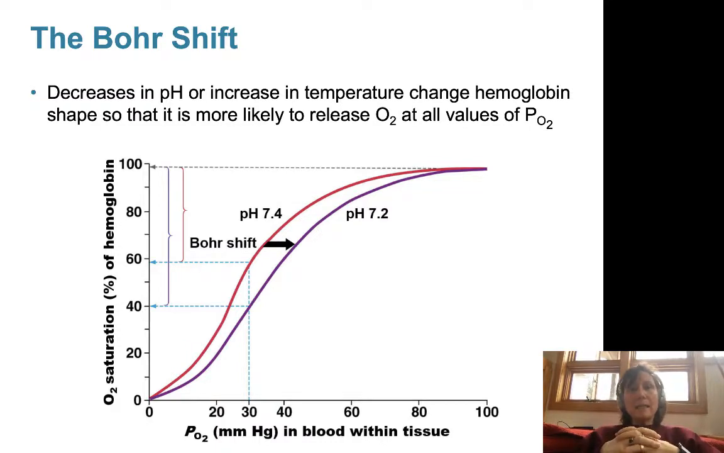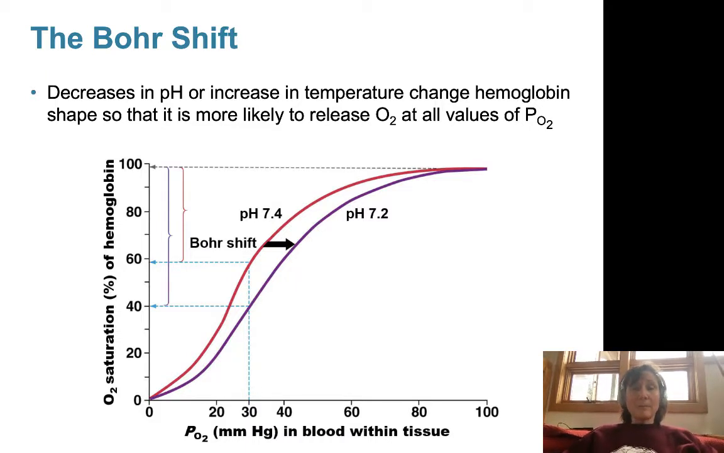Now, there's another interesting phenomenon that occurs with hemoglobin, and that's called the Bohr shift. So when you have any kind of changes in pH, so a decrease where your tissues become acidified, or if you have an increase in temperature, that will shift the sigmoidal curve to the right, which means it's going to be even more likely for oxygen to be released into your tissues at all levels. So regardless of where you are in this curve, you're going to be more likely to release oxygen into your tissues at all values.